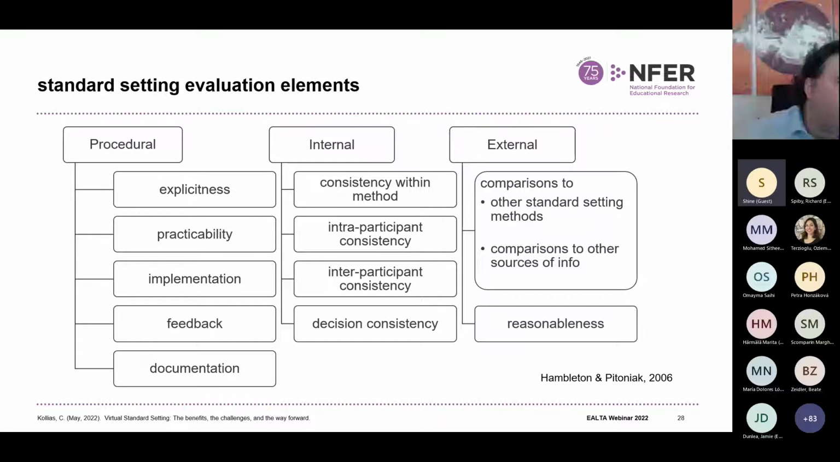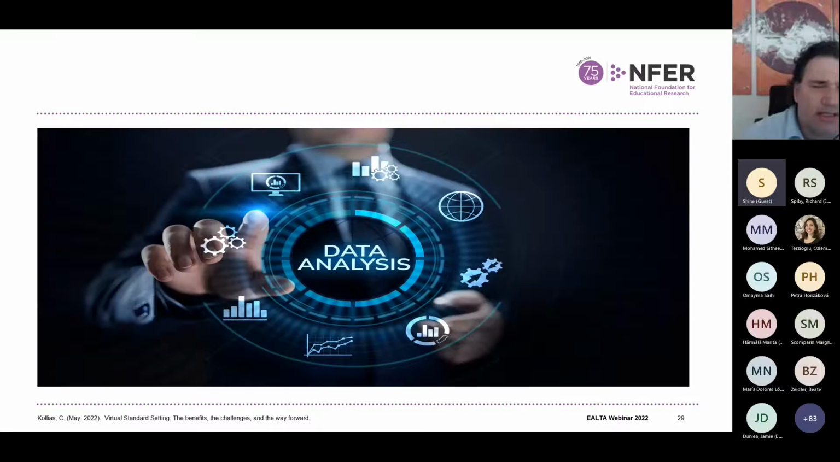On the left-hand side is the procedural evidence, where you've got the write-up. In the write-up, you'll actually see how explicit we were, how practical it was, and you're getting the judges' survey responses. Now, from a psychometric point of view, we're interested in the internal aspect, consistency within the method. In other words, precision of cut scores, inter-judge consistency, decision consistency, and there was no external in this case.